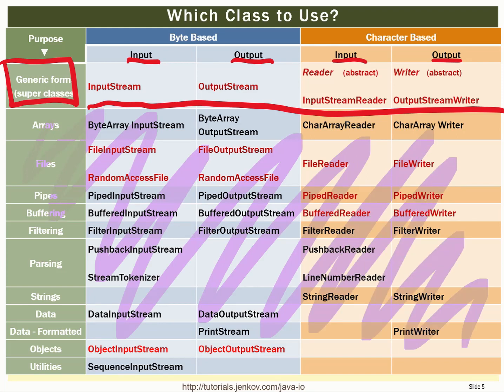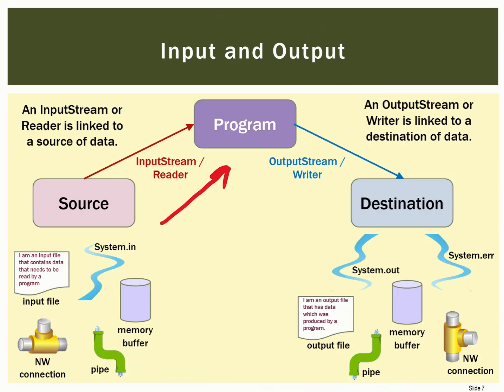Also, one last thing to pay attention to, in the character-based side, there are reader and writer. Those are the highest level classes, but they're abstract classes. So obviously, we would not be able to instantiate instances of reader or writer.